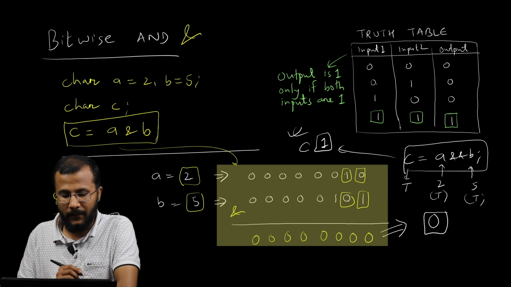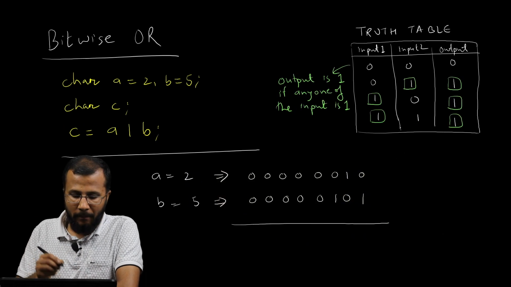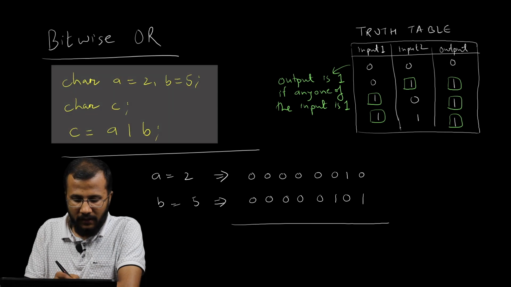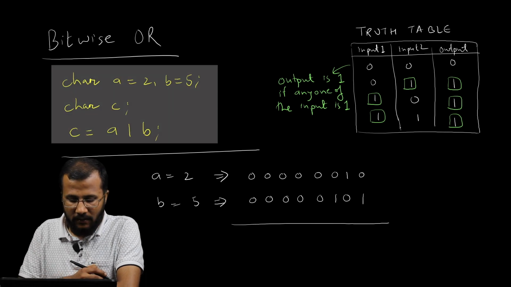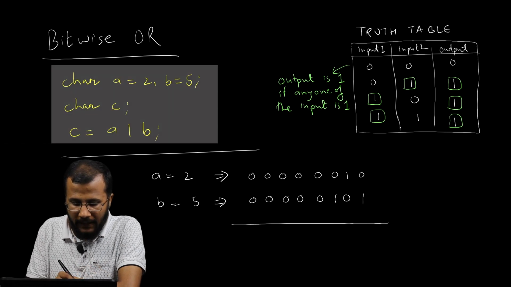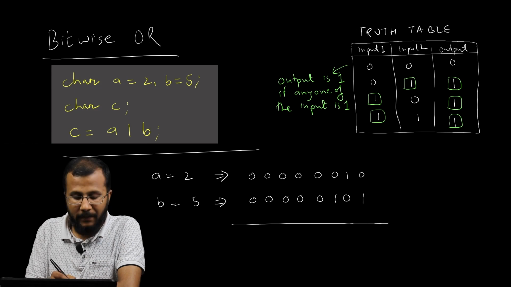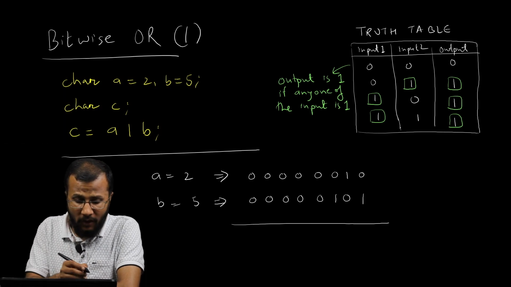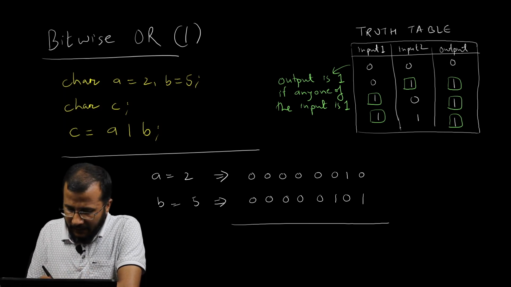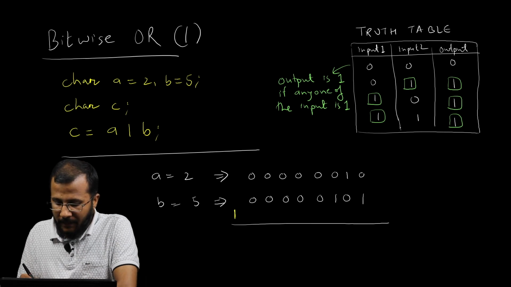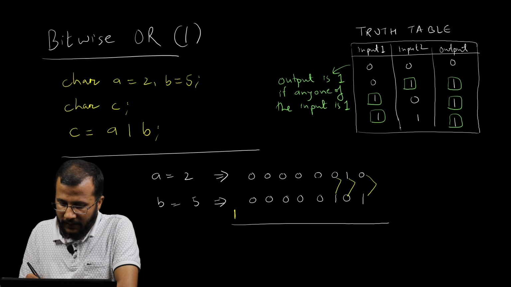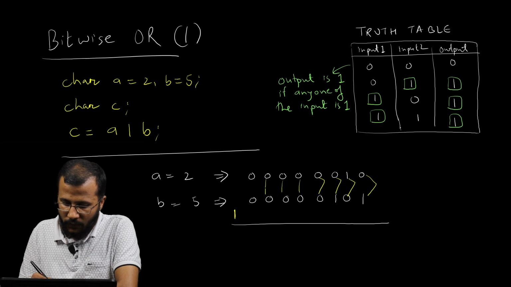There's a difference. Now let's move on to bitwise OR. The code is given here: A is 2, B is 5, the variable is C, and I would like to store A bitwise OR B. This is the symbol for bitwise OR, a vertical bar, only one time. Now let's see the output. If I apply bitwise OR here, it will be treated bit by bit, so each bit is paired with the corresponding bit.